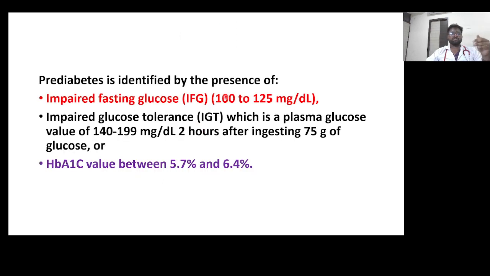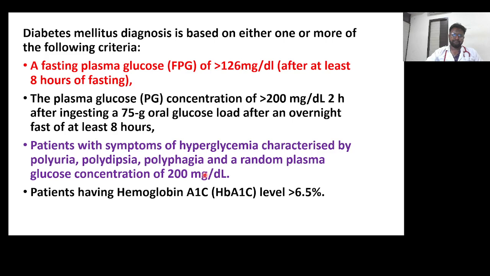Prediabetes is identified by the presence of impaired fasting glucose, IFG, that is 100 to 125 mg per deciliter, impaired glucose tolerance, that is IGT, which is a plasma glucose value of 140 to 199 mg per deciliter 2 hours after ingesting 75 gram of glucose, or HbA1c value between 5.7% and 6.4%.